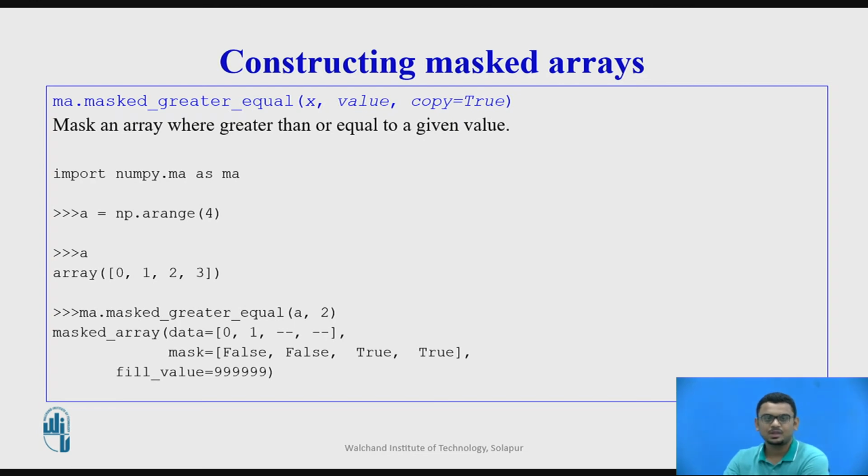Moving ahead, we again have a similar kind of function, masked_greater_equal, which masks all the values which are greater than or equal to the parameter that is passed. So continuing with the same function, if we pass the parameters as array A, which holds 4 values 0 through 3, and 2, all the values which are greater than or equal to 2 will be masked, and the corresponding Boolean values are turned to true.